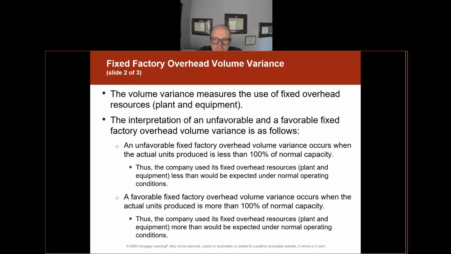Now this tells us the use of fixed factory overhead. In other words, how frequently we're using our property, plant, and equipment. Unfavorable, do I need to tell you? I'll tell you. Remember, it's unfavorable if the actual is greater than the standard. It's favorable if the actual is less than the standard.